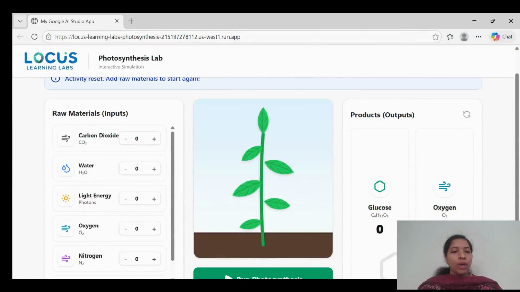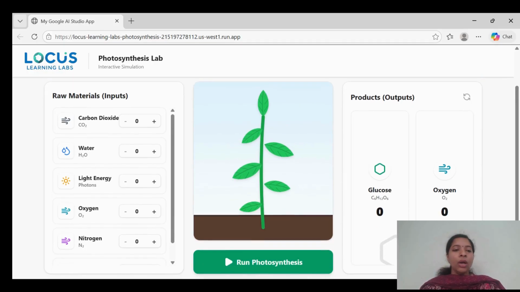So let's understand the process of photosynthesis with the help of a simulation. In this, on the right hand side you can see the raw materials, that is, the inputs which we have to give to this plant. We have to choose the raw materials and give them to the plant so that it can do photosynthesis. On the left hand side you can see the products or output: 0 glucose and 0 oxygen. We have to give inputs so that the plant does the process and gives the products.